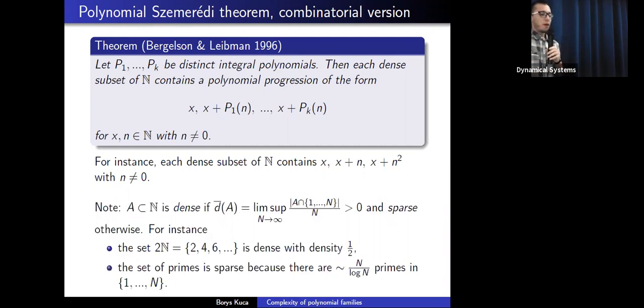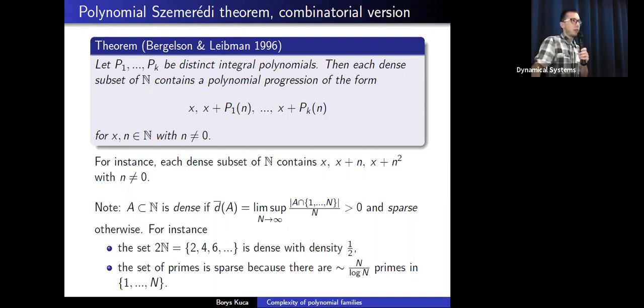And let me perhaps clarify what dense means. So for me, a subset of natural numbers is dense if it has a positive upper density, which means that it occupies a positive proportion of natural numbers. And more formally, this is given by the following limsup here. Otherwise, we call the subset sparse. So for instance, the set of even natural numbers is dense with density 1/2, because half of natural numbers are even, whereas the set of primes is sparse, because from the prime number theorem, we know that the number of primes up to n grows like n over log n. So the proportion of primes will converge to 0 as n goes to infinity.